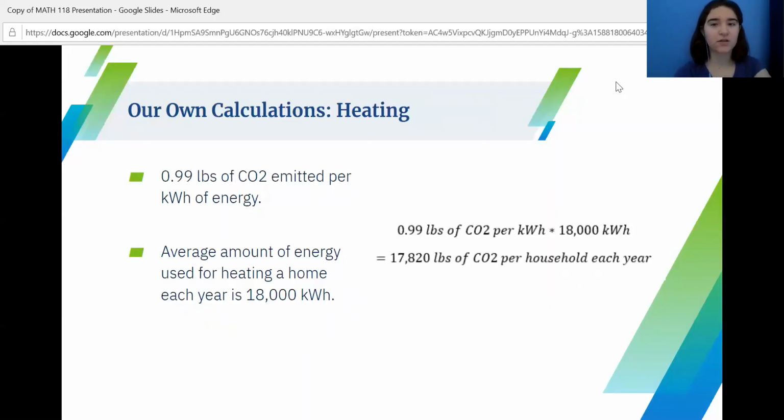On the other side of this, we also did heating. There was a figure that claimed 0.99 pounds of CO2 was emitted per kilowatt hour of energy. And kilowatt hour of energy is the unit that we used across the project to measure energy use, including that the average amount of energy used to heat a home each year is 18,000 kilowatt hours. So as you can see off to the side, that was a case of simple multiplication, and we got a figure that was upwards of 17,000 pounds of CO2 each year.